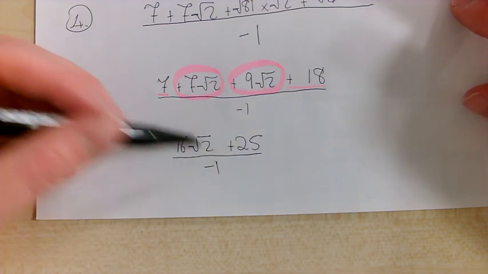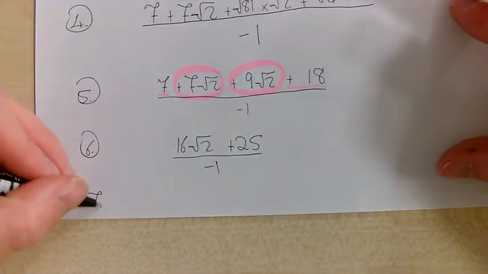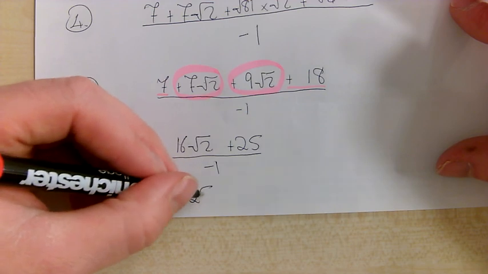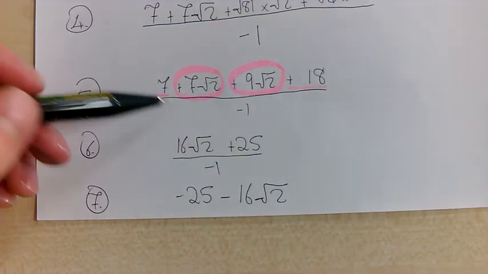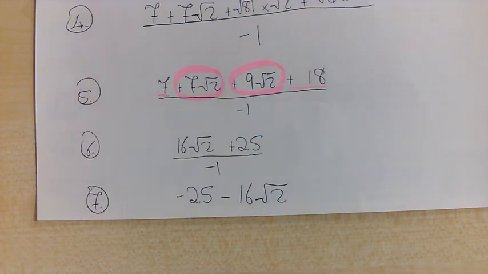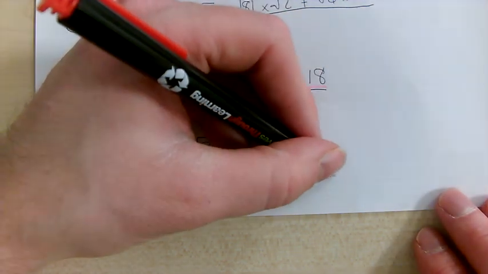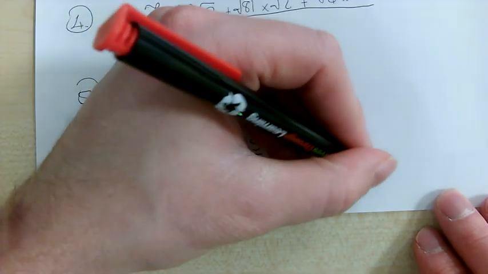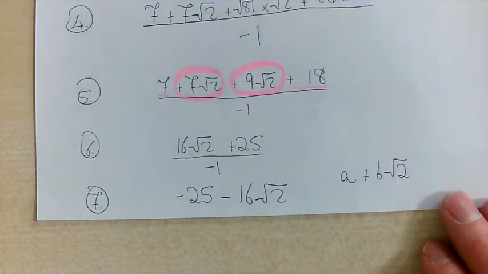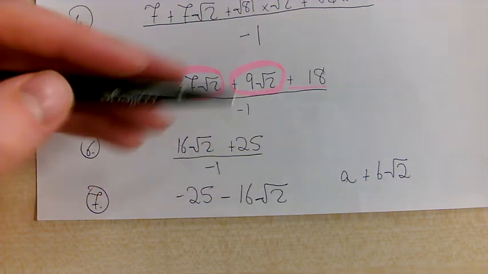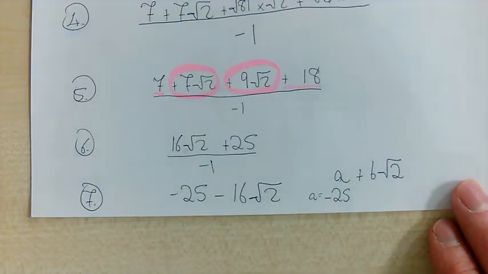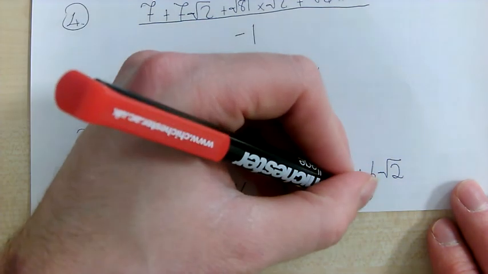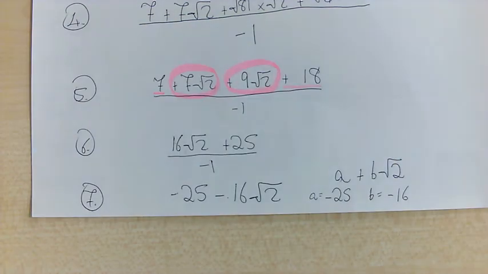These are both positives. Positive divided by negative becomes a negative. So our actual solution will be minus 25 minus 16 root 2. Notice how I switched these over. I wanted this number first because we needed to write our answer in the form a plus b root 2. We've got the root 2, so a is minus 25 and b is minus 16, and that is the solution to it.